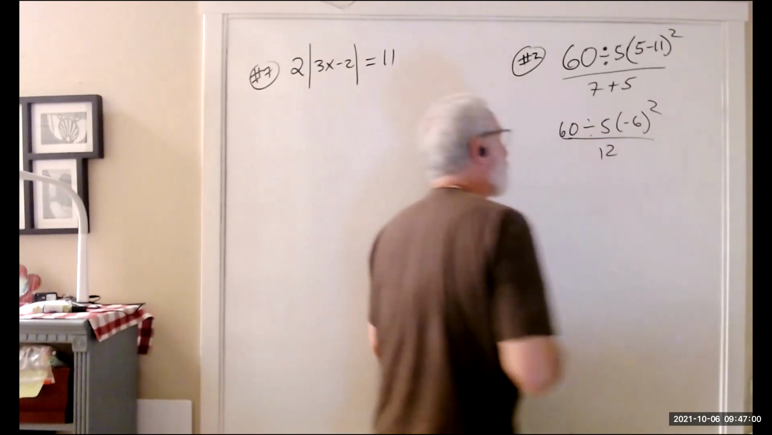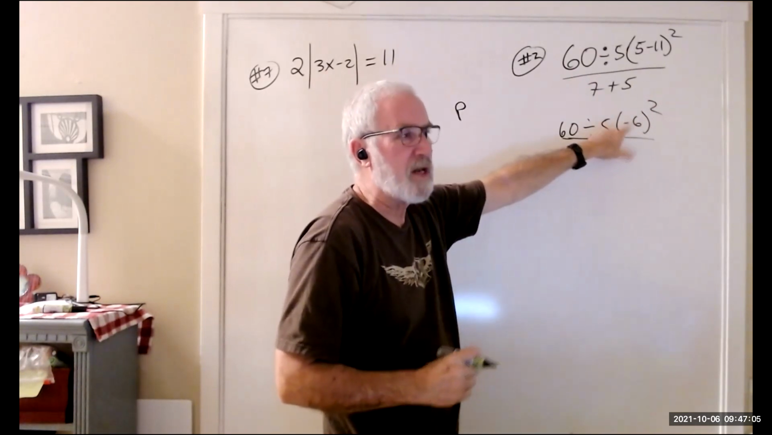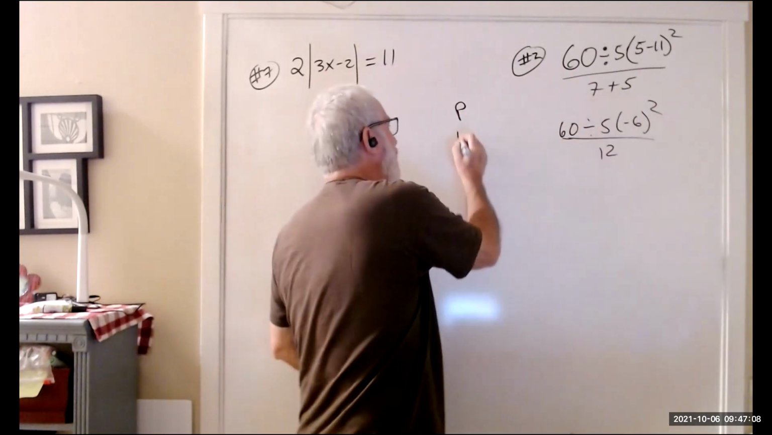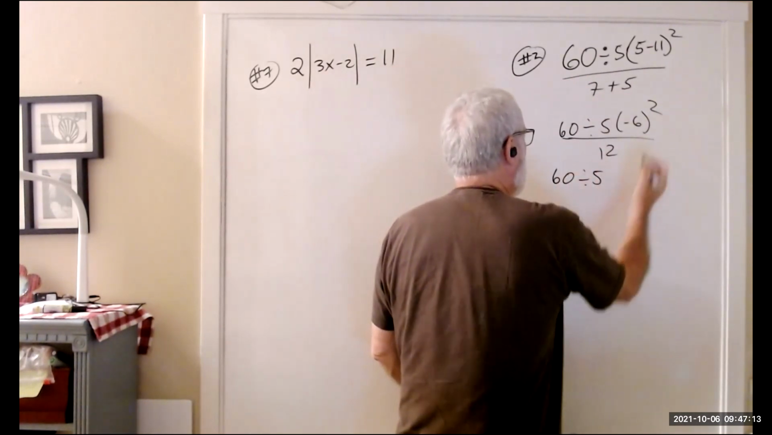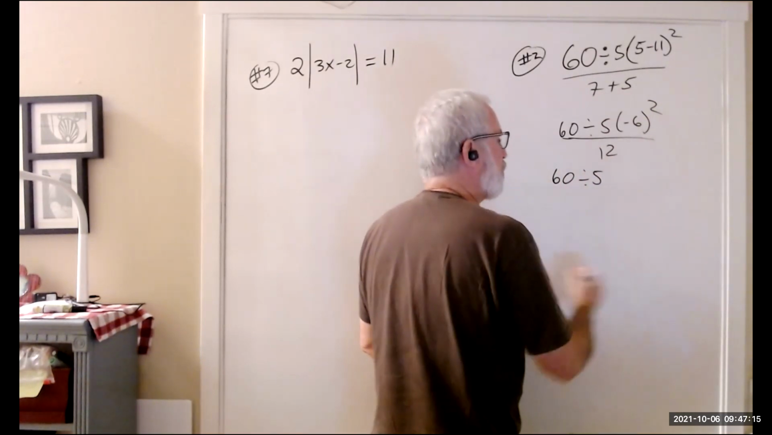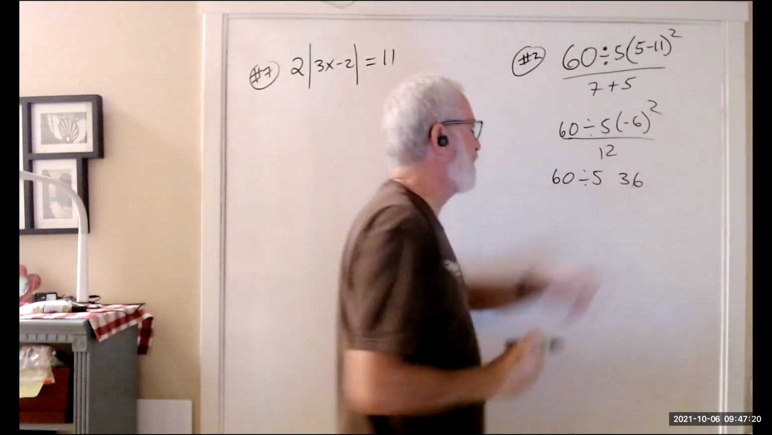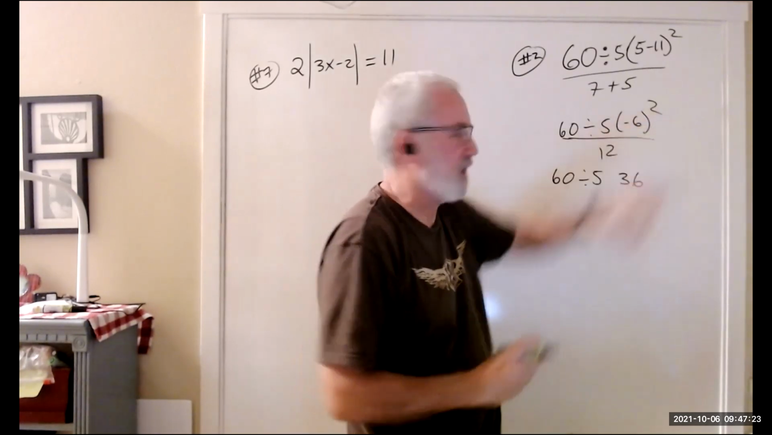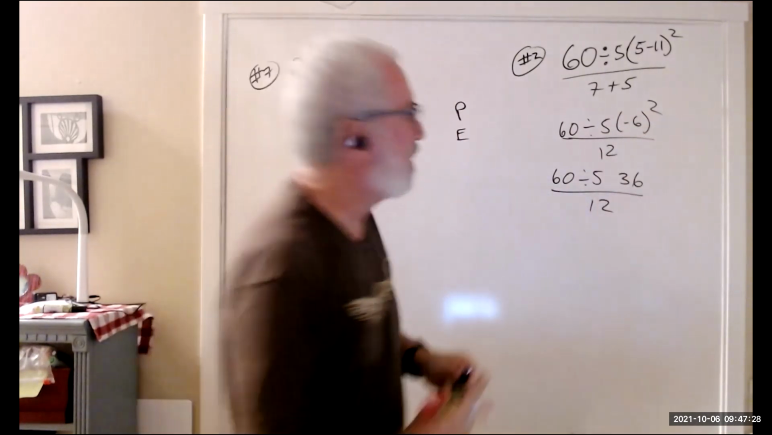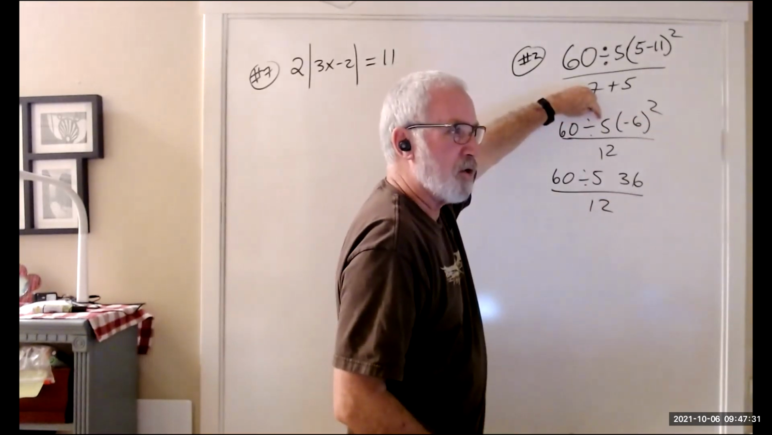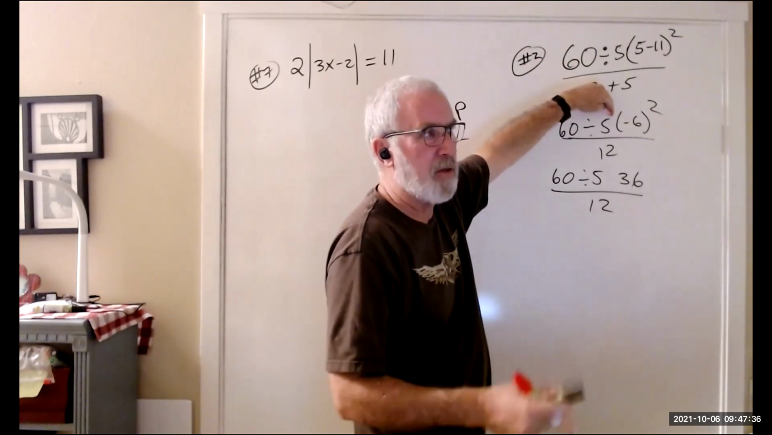5 minus 11 is -6. That's doing inside of parentheses. The next thing is exponents. So this is 60 divided by 5. Now here's where the issue came up. -6 to the second power is 36, and it's over 12. But please watch. What is the 5 doing to the parenthesis? What's implied there from algebra?